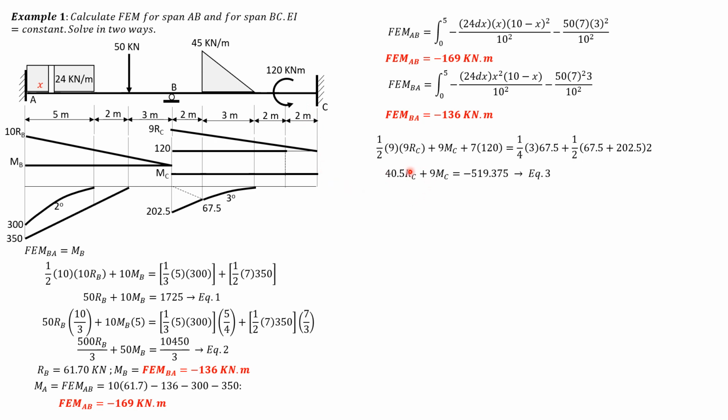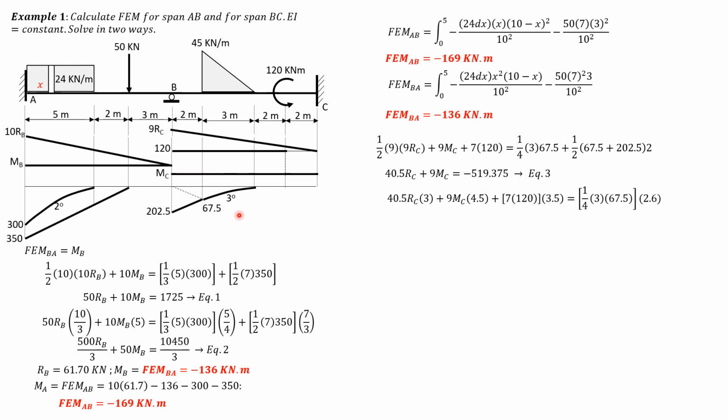Then for the moment about B, because the wall is B relative to the tangent at C, we just incorporate the moment arm. So 40.5 times 3, the distance of the centroid of this triangle from B is 3, plus 9 M sub C times 4.5. Then plus 7 times 120, because this is only 7, so the moment arm is 3.5.